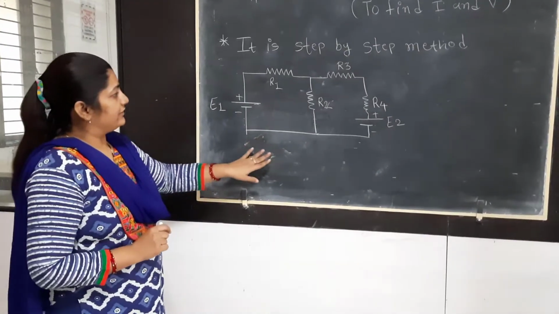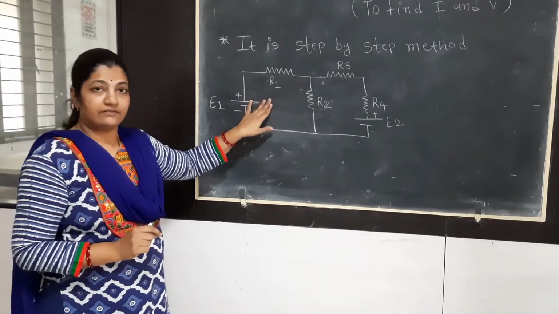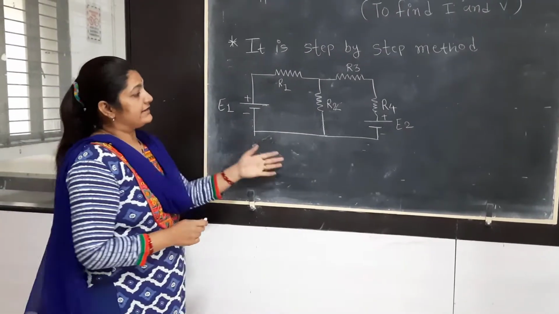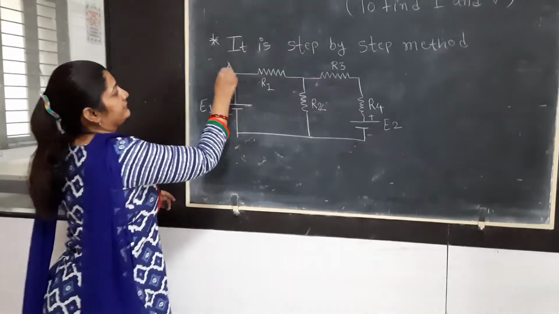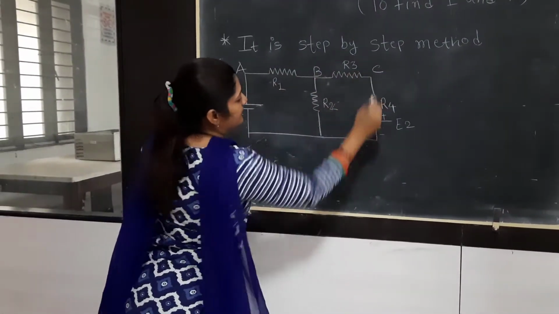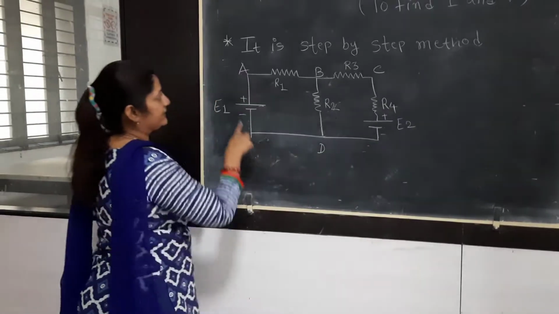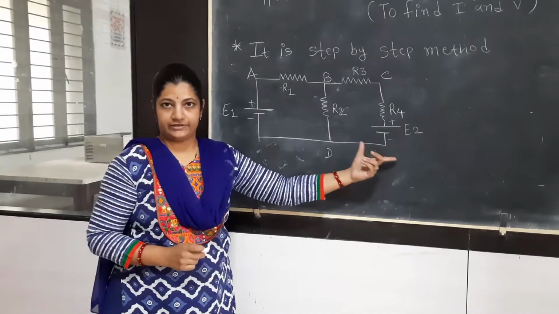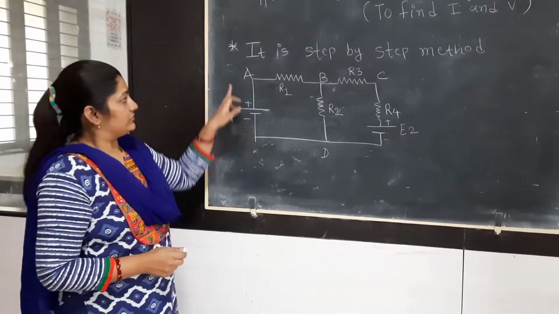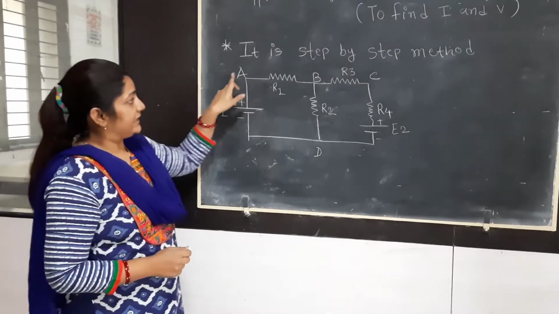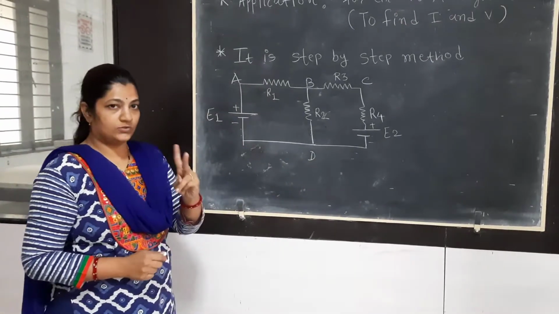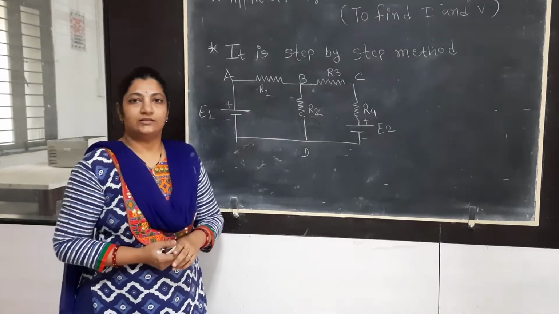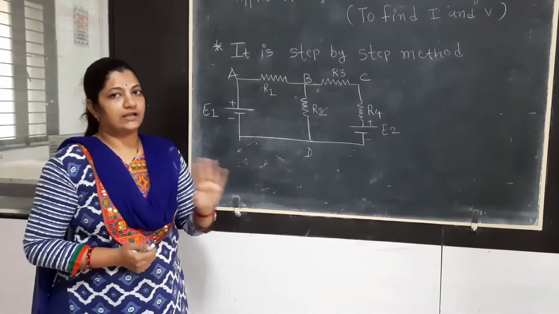In the given network, if we ask how many closed paths are there, you can find that there are 3 closed paths. A, B, C, D, A. This is an equal potential point, so there is no need to assign different notations. So this is closed path number 1, A, B, D, A. Closed path number 2, B, C, D, B. Closed path number 3. But these 3 closed paths are not all meshes.